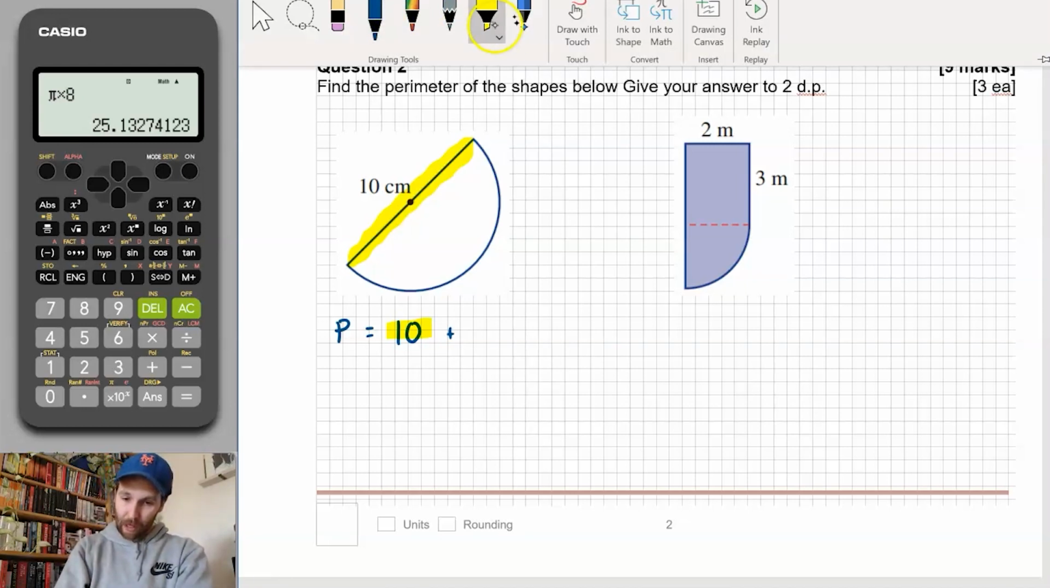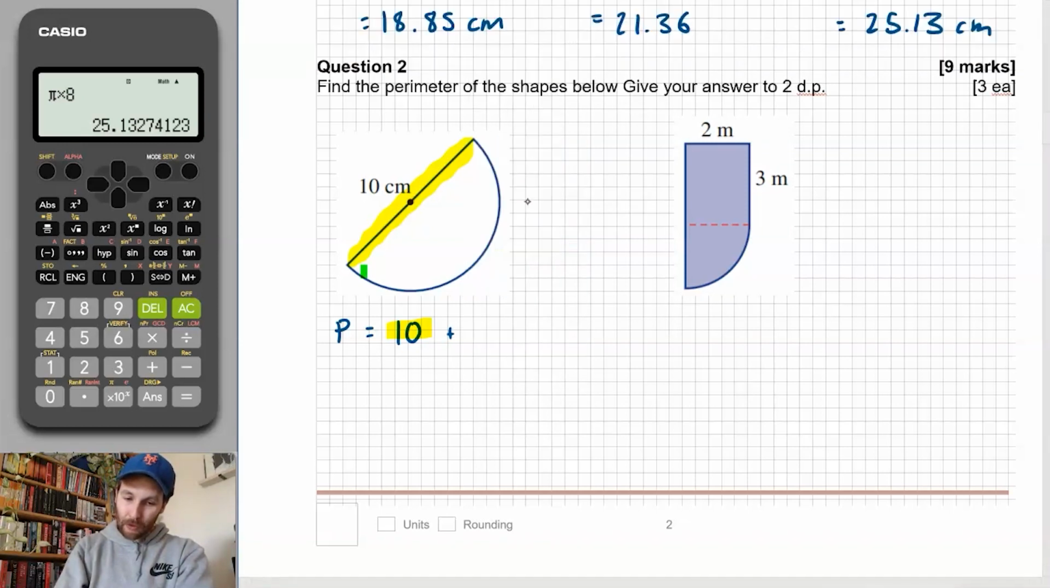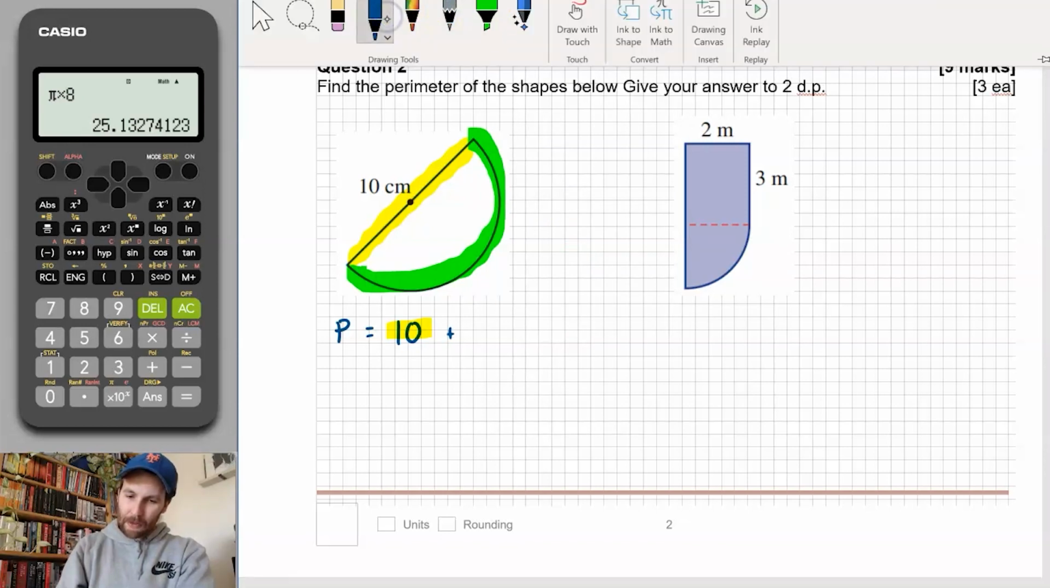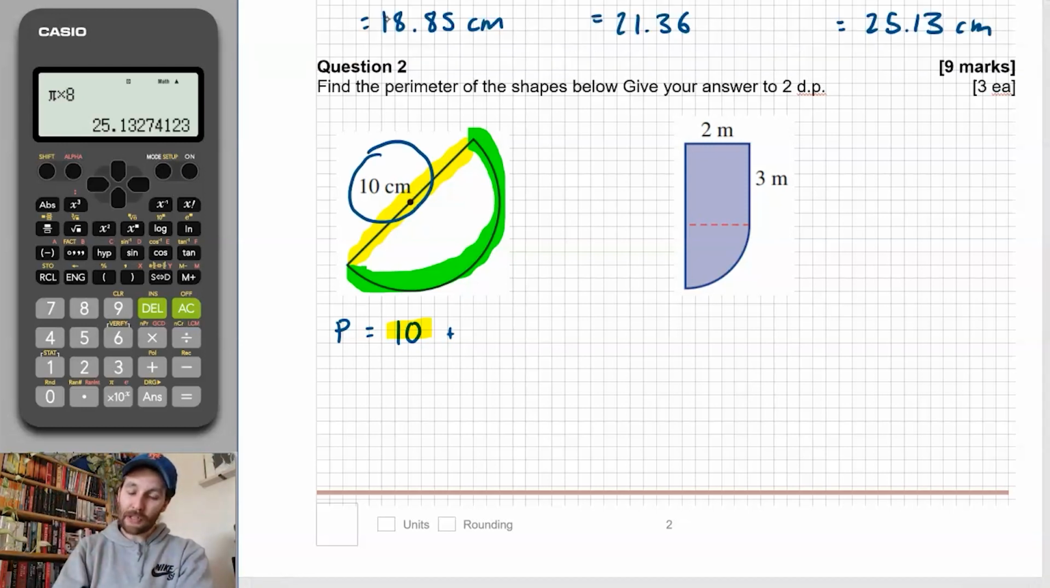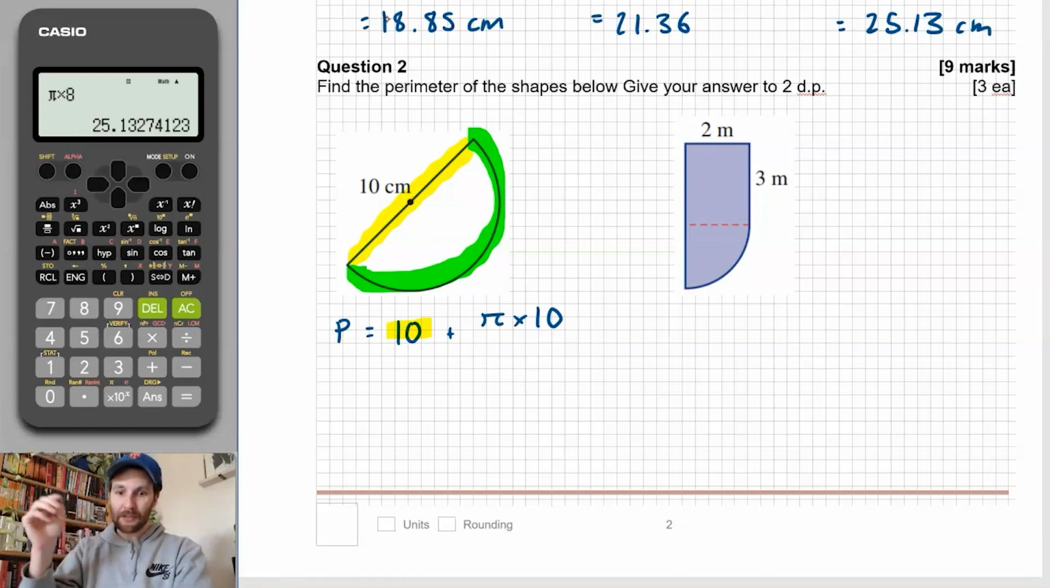But for the curved component, it's a little bit more tricky. So we've got a nice curved bit there, but what we need to do is find the perimeter of a shape that is half of a circle with a diameter of 10 centimeters. So the formula for circumference of a circle is pi times the diameter, so pi times 10. And that would give me the circumference of a whole circle with a diameter of 10 centimeters. But we don't have a whole circle, we've got a half circle this time. So we need to take that and divide it by 2, because it's half a circle, right?